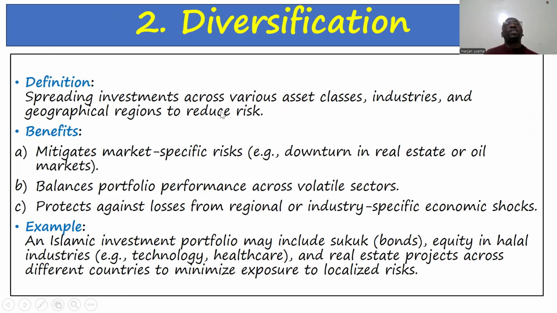So diversification means spreading investment across various asset classes. You can invest in different assets, or in different industries. Maybe you can invest in the education industry, the service industry, the telecommunication industry, and also different geographical regions. You can decide that you're not only going to invest in Somalia. You can have some investment in Kenya, Djibouti, Ethiopia, or even if it is in one country, you have investment in different regions.